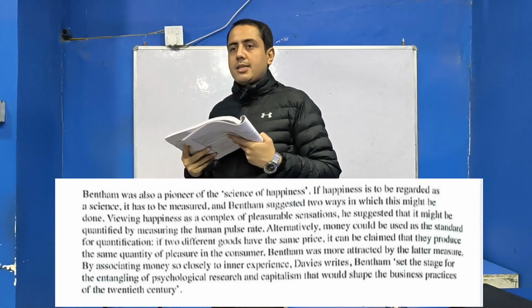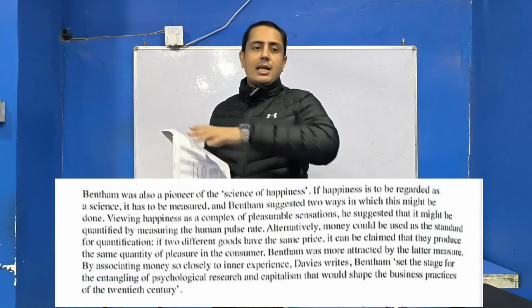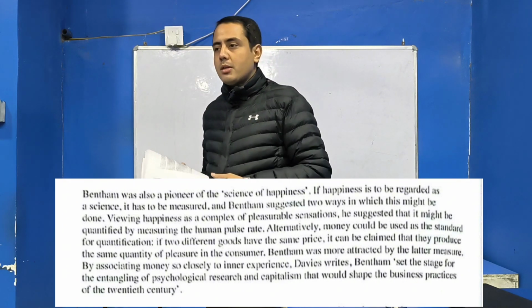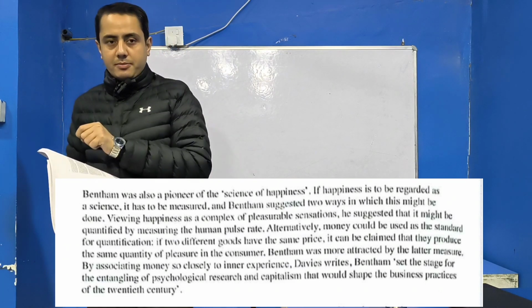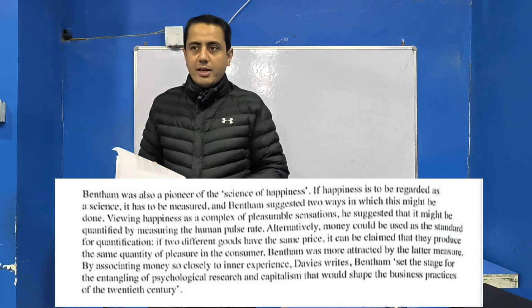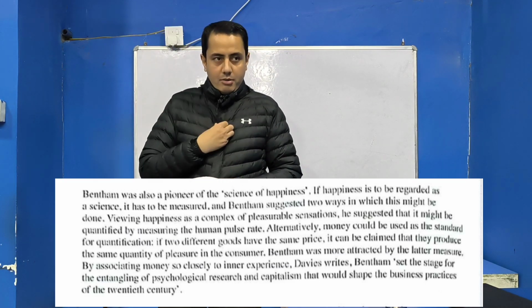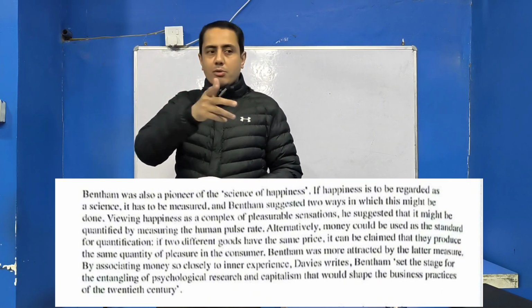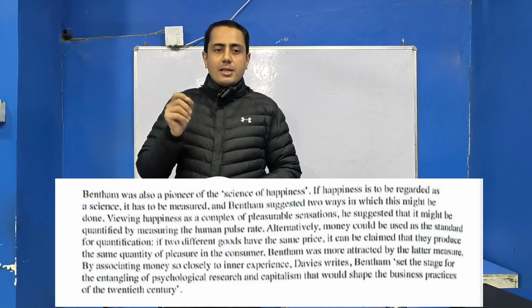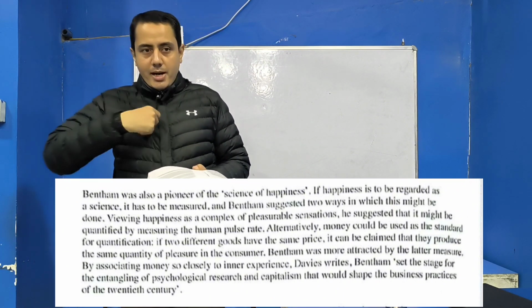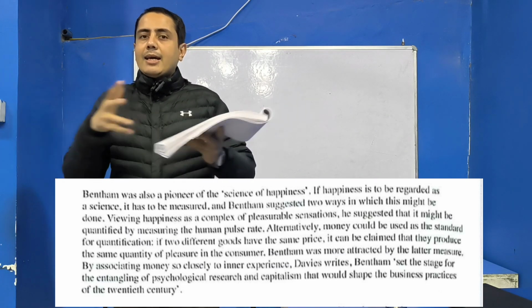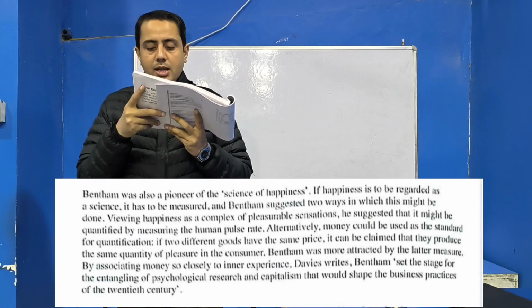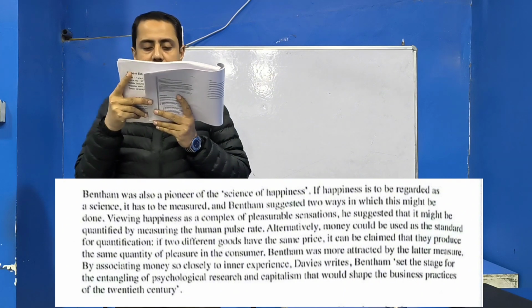Capitalism is the system of society that we live in right now, system of economics, where we spend money on whatever we like to buy. That's what capitalism is. This system that we are living in Nepal as well. We have money, we go to the market, we choose whatever we want to buy. So this capitalism is spending money on things that we like, and psychology. Entangled means linked together. That would shape the business practices of the 20th century.